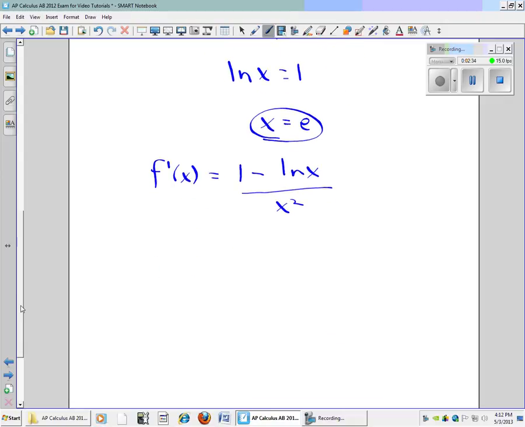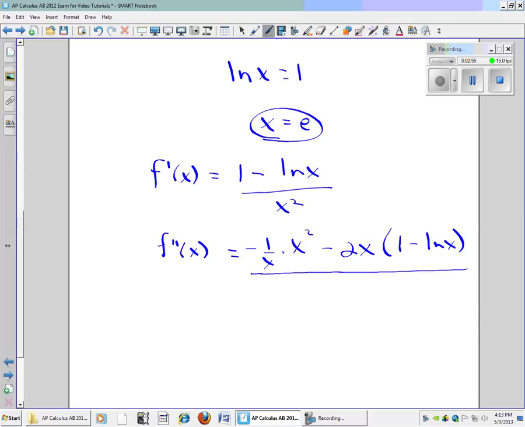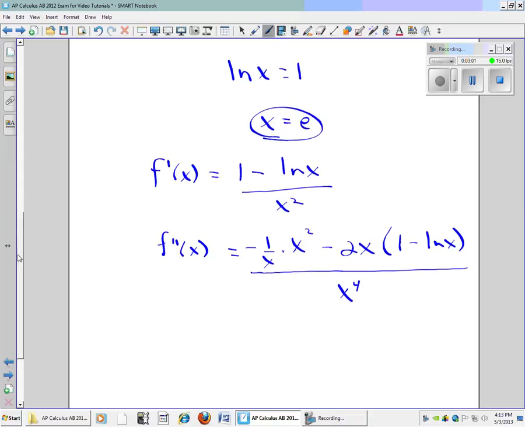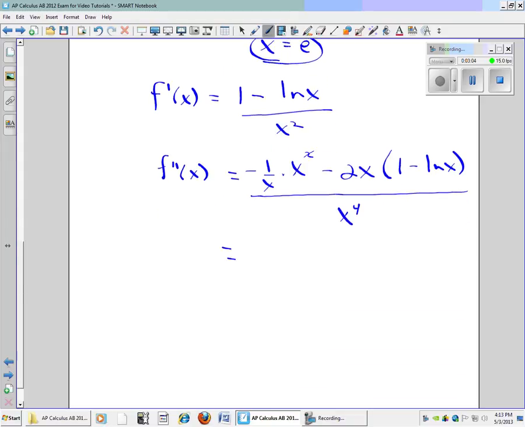Then the second derivative of f of x, and noticing I have the quotient again, I'll use the quotient rule. I'll have the derivative of the first, which would be a negative 1 over x times the second, x squared, minus the derivative of the second, 2x, times the first, 1 minus ln of x, over the second squared, which would be x to the fourth. Now we can simplify, and we'll get negative x minus 2x times 1 minus ln of x over x to the fourth.